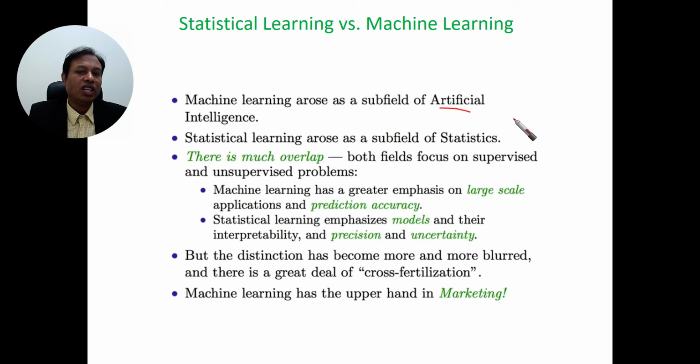But machine learning generally has a greater emphasis on large-scale data, and it also tries to focus on prediction accuracy. Okay, so it tries to see the result, and it tries to increase the prediction accuracy. The purpose is important. Statistical learning focuses more on the models and the interpretations, that is, why and how this model is actually working. So precision and uncertainty are basically dealt with in statistical learning, whereas in machine learning, the target is prediction accuracy. And definitely machine learning nowadays is more of a marketing terminology.